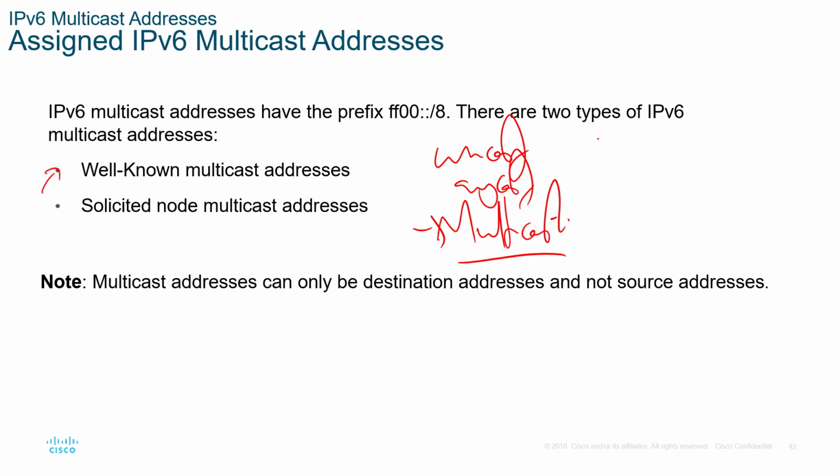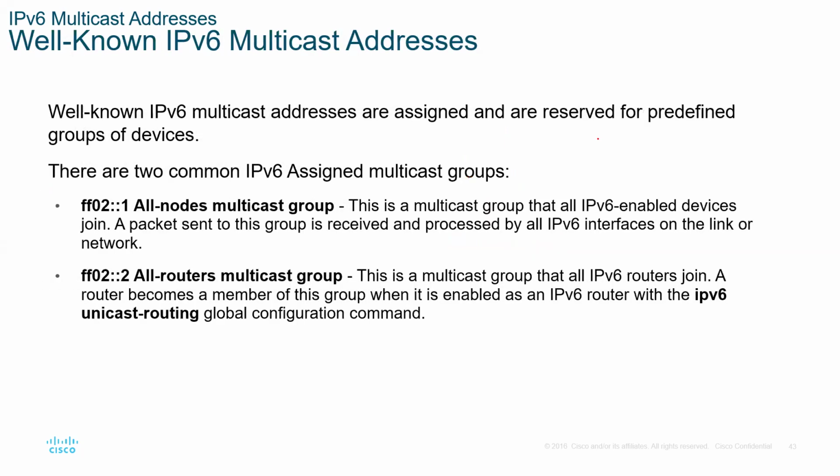Looking at well-known multicast addresses, these are IPv6 addresses that are assigned and reserved for predefined groups of devices. So these IPv6 addresses are predefined. They are known. You see FF02::1, since there is no broadcast in IPv6. It says to all devices on a link. This is a multicast group that all IPv6 enabled devices join. A packet sent to this group is received and processed by all interfaces on the link or network.